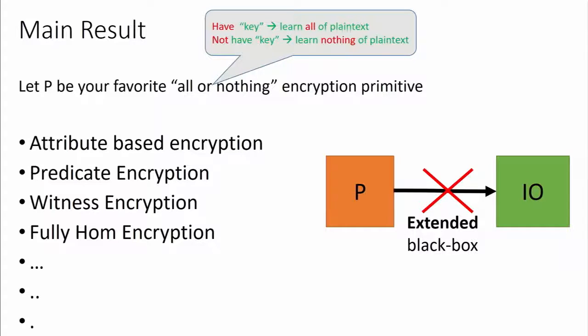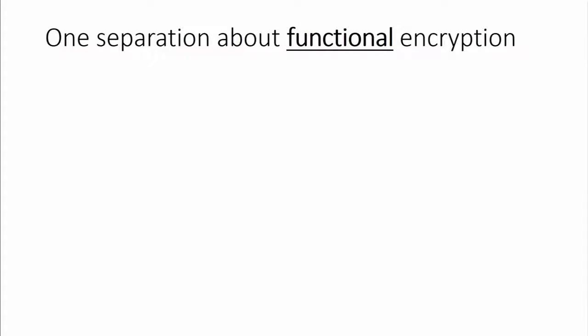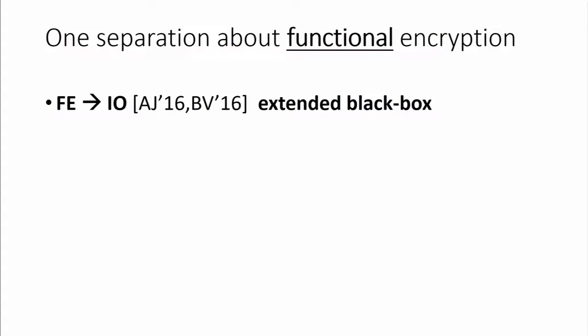And in the rest of the talk, I want to tell you some ideas about how to prove it. But before doing that, one more theorem that we prove, which is actually not proved in the extended black box model. It's proved in the traditional model. Let me tell you why we cared about it. The construction of functional encryption to IO, by the last year's two papers, is, as I told you, non-black box. They are in the extended black box model.